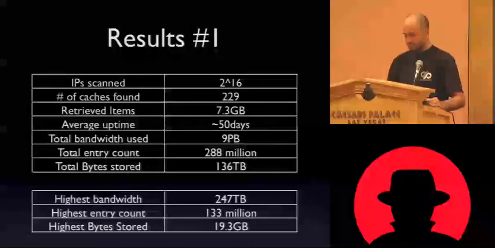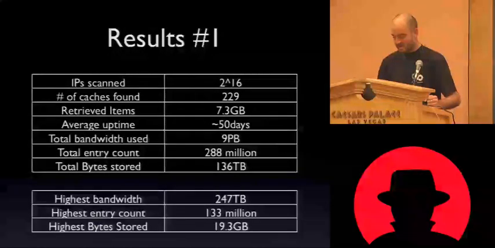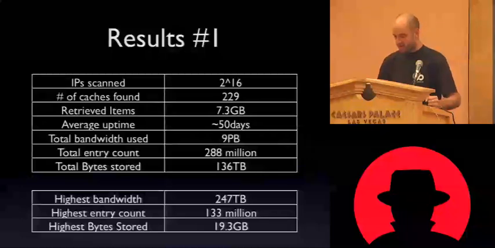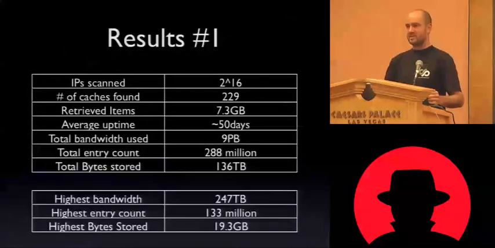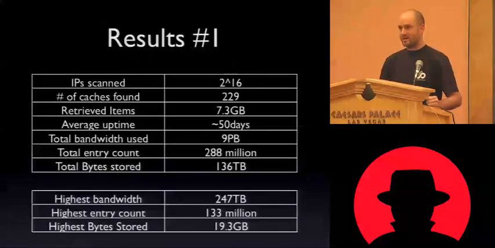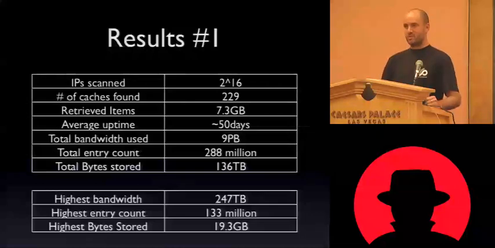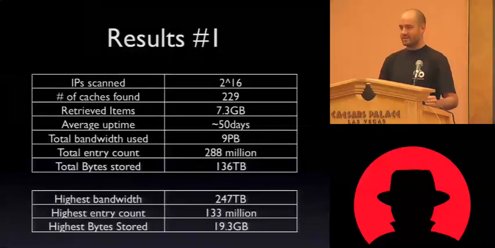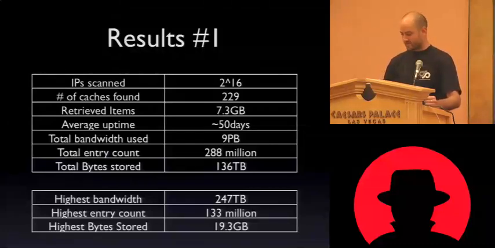Cool. So some of the results that came out of this. We scanned basically a class B, and what we got out of that was just under 230 cache servers, which is almost 1 per 256 IP addresses. That's much higher density than I would have expected at the start of this. As I say, it's a lot of caches, actually.